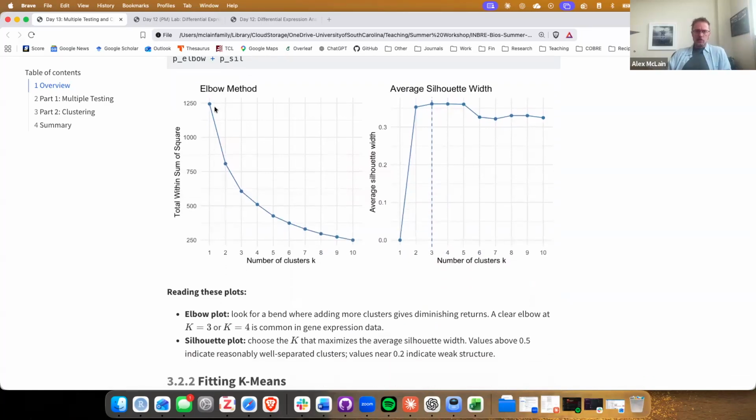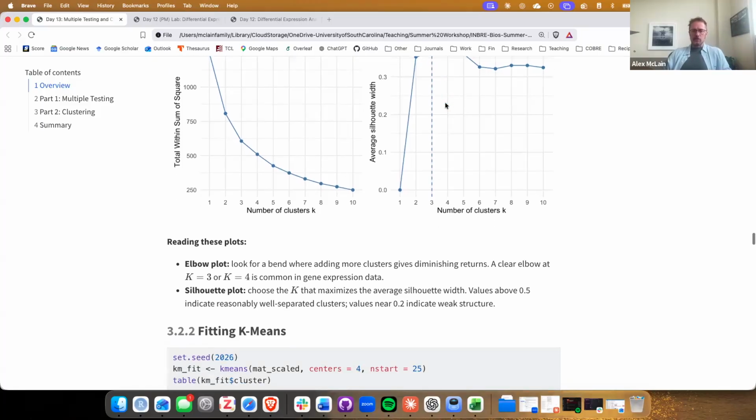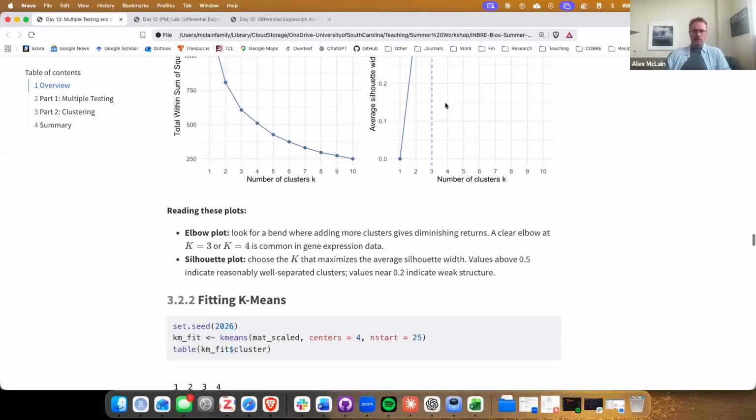So the elbow, we want to be looking for a bend in it where we really start to get diminishing returns. I don't see much of a bend. This seems very gradual to me. The average silhouette width, we choose the K that maximizes it. 3 and 4 look pretty similar. Below, we're going to look at 4 separate clusters.